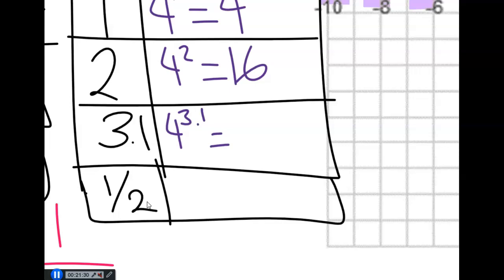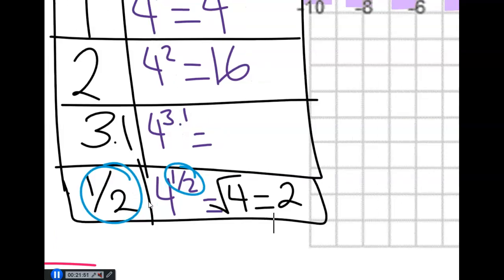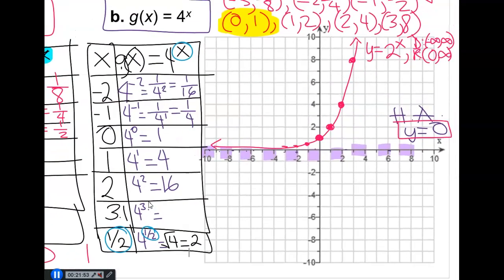So remember, the domain is all real numbers. The domain is the x value. So we will be finding 4 to the power 1/2, and that is the x value. So it's okay to use that. We don't have to only use integers. And so that will actually be the square root of 4, which is 2. So that's another good point that we could be graphing. And so let's do that.